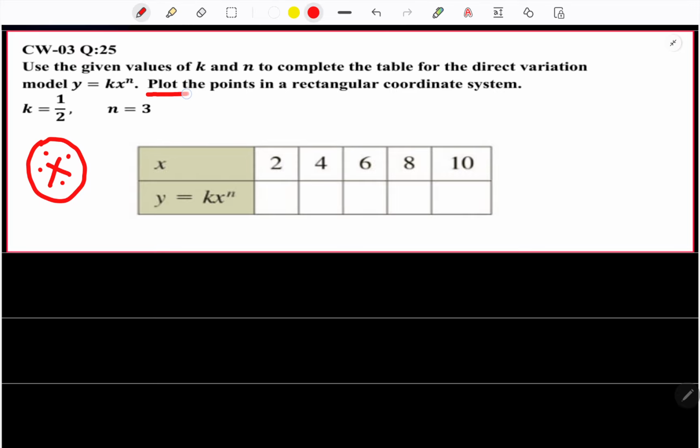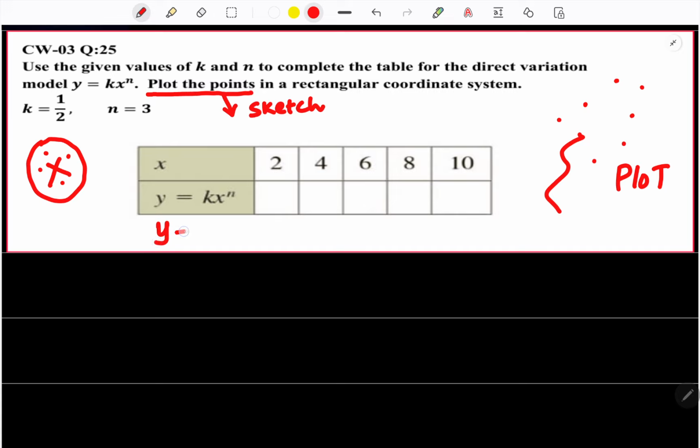And one more thing is given: plot the points. Plot means what? Plot means you just put the point. Sketch means you draw the curve, but here there is no curve. So in a rectangular coordinate system, the k value is given, the n value is given.